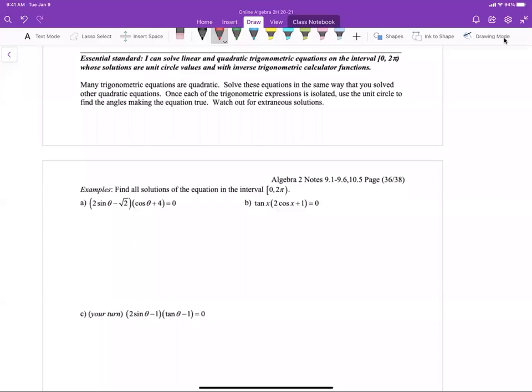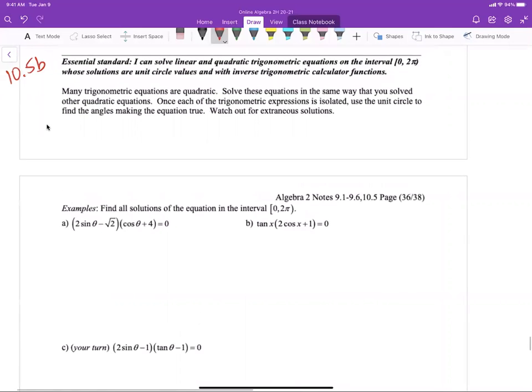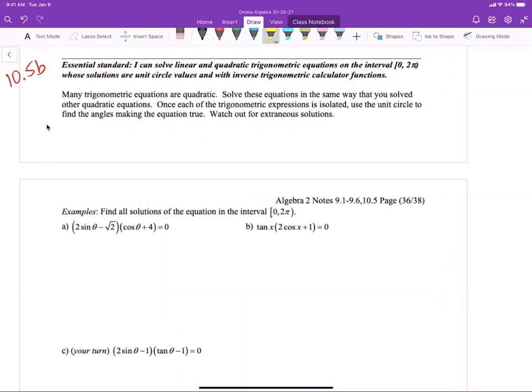All right, this is our lesson for 10.5b, and it is our last lesson, or last new material, for the year for Honors Algebra 2. How exciting. All right, I can solve linear and quadratic trigonometric equations.